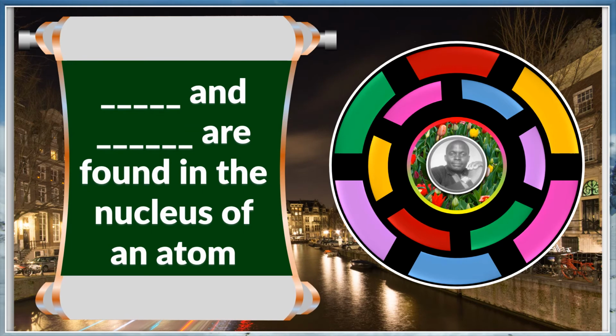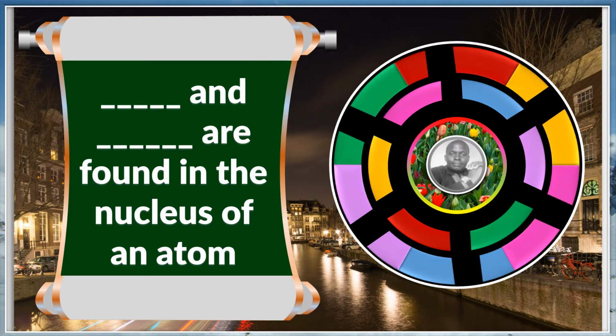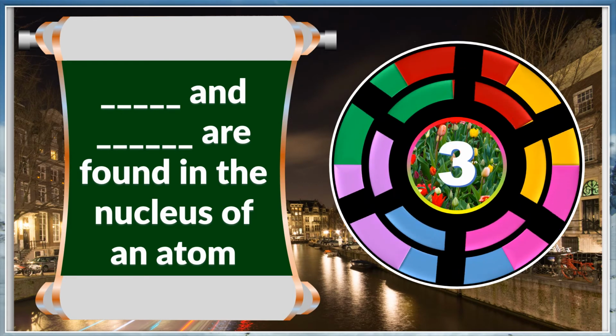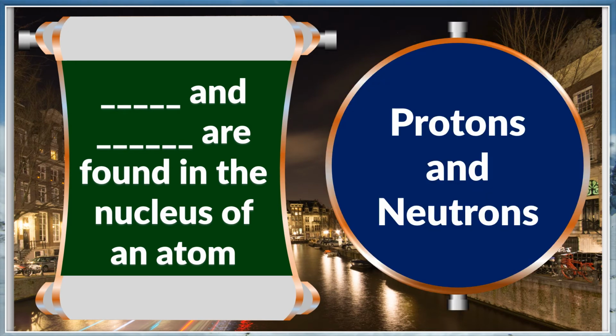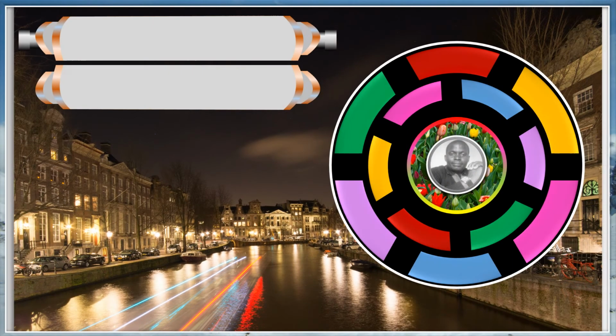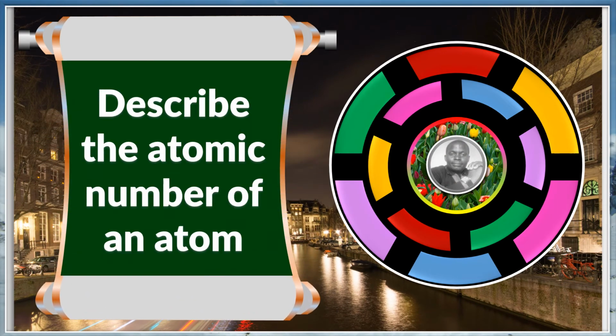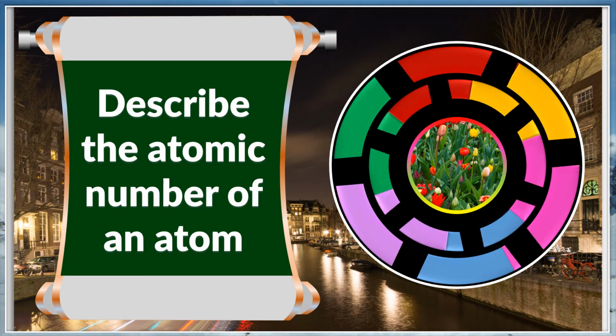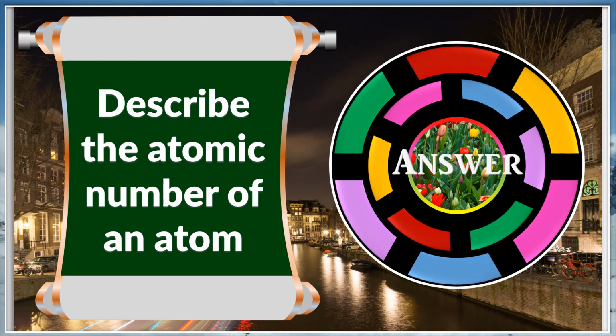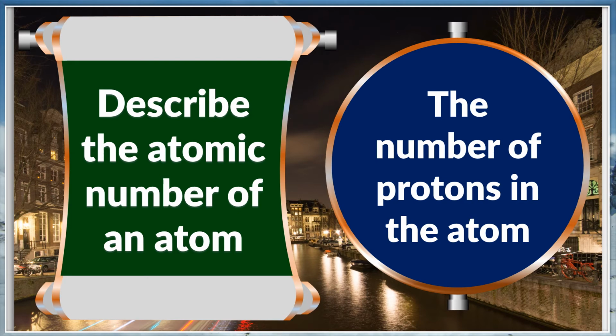Dash and dash are found in the nucleus of an atom. Protons and neutrons. Describe the atomic number of an atom. The number of protons in the atom.